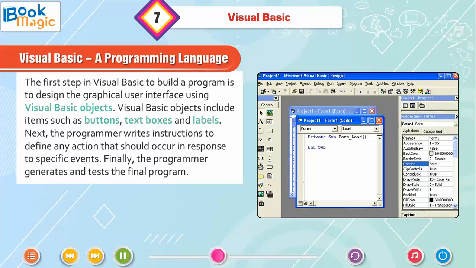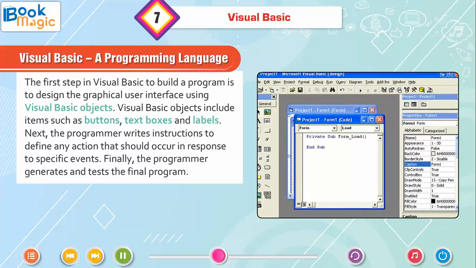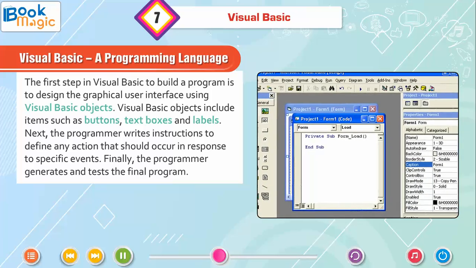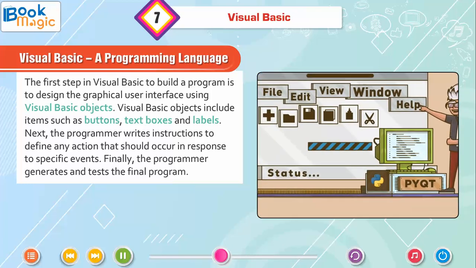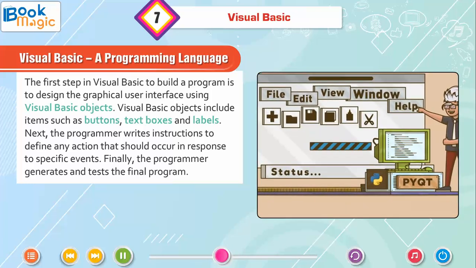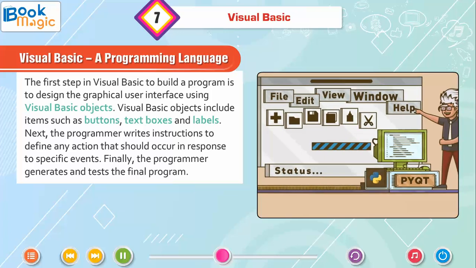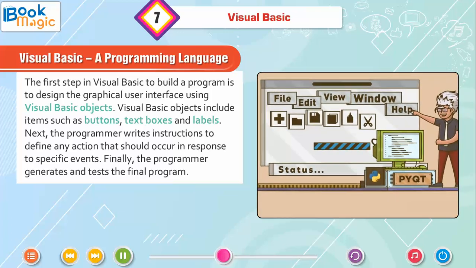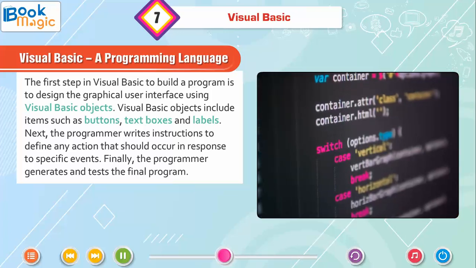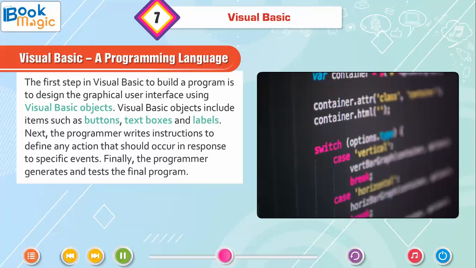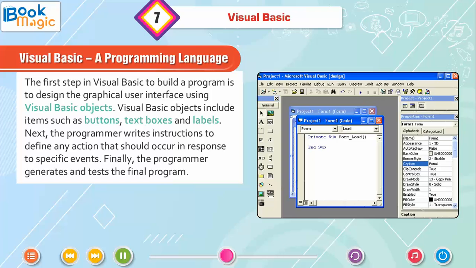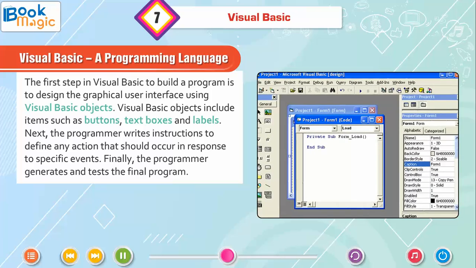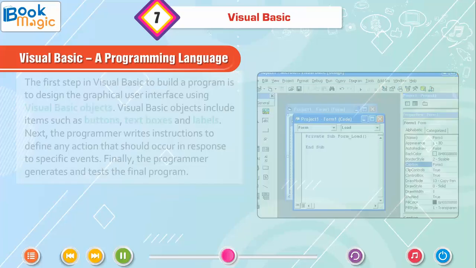The first step in Visual Basic to build a program is to design the graphical user interface using Visual Basic objects. Visual Basic objects include items such as buttons, text boxes, and labels. Next, the programmer writes instructions to define any action that should occur in response to specific events. Finally, the programmer generates and tests the final program.